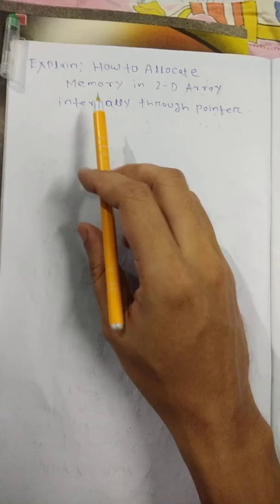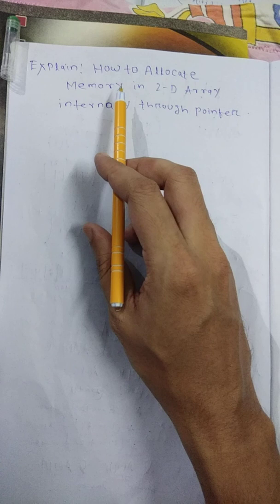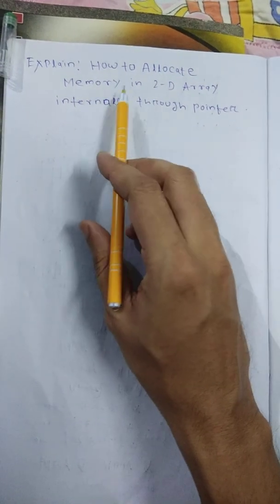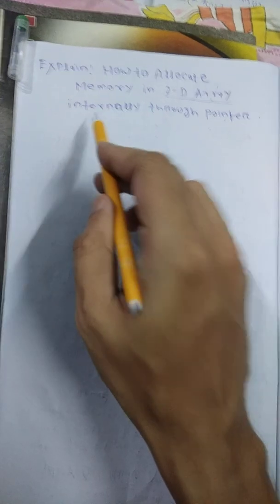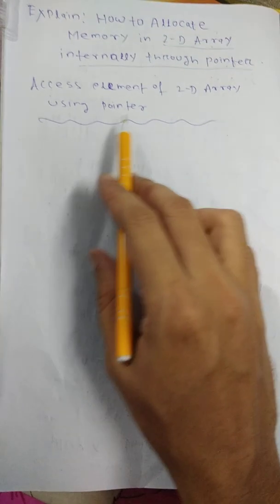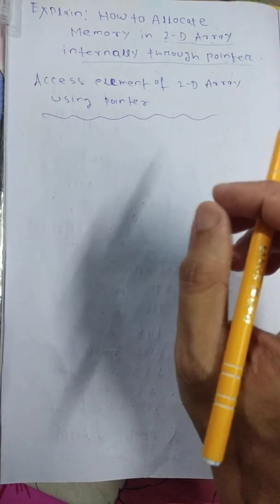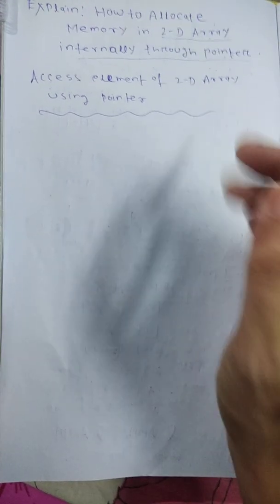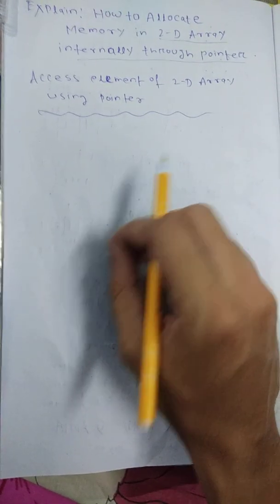So here I explain how to allocate memory in a two-dimensional array internally through the pointer. Basically, you have to discuss how to access the element of the 2D array using a pointer, and how we can access the elements without using the index, using the pointer.